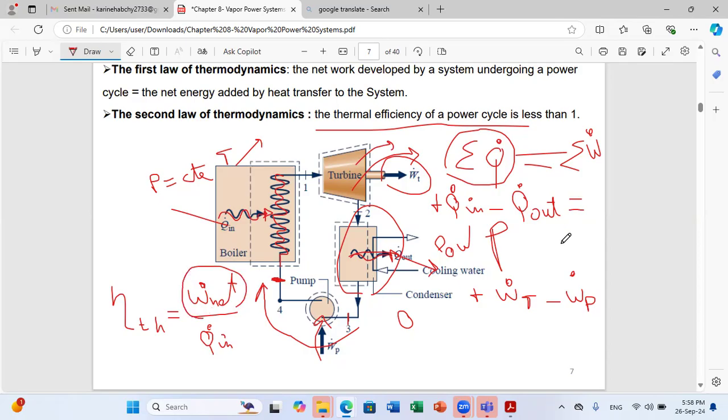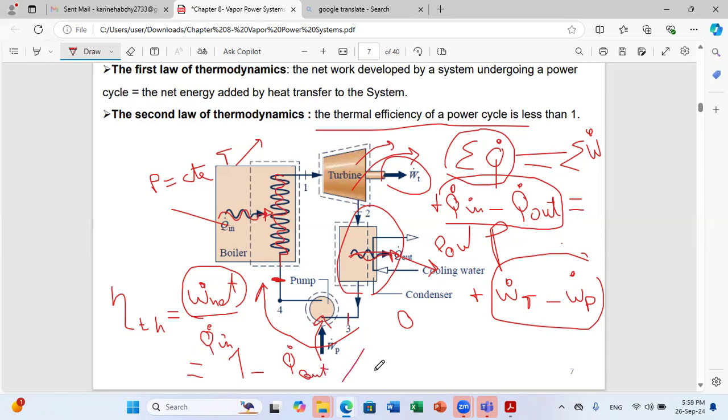And from this equation, W dot net is just the difference between the work extracted at the turbine level minus the work delivered to the pump. So according to this equation, W dot net can be written as Q dot N minus Q dot out. So the thermal efficiency can be written as 1 minus Q dot out over Q dot N.